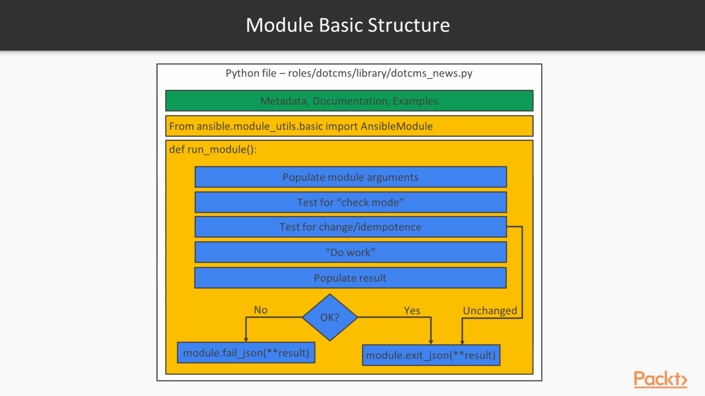We run this Python file. It has this run_module function in it, and that run_module function is the thing that does the work to implement our custom Ansible functionality. That covers our look at Ansible module structure.